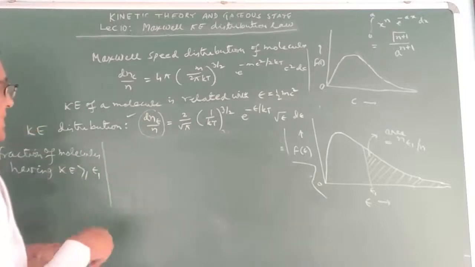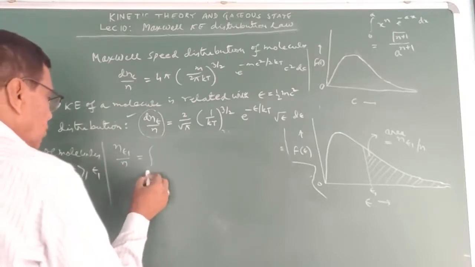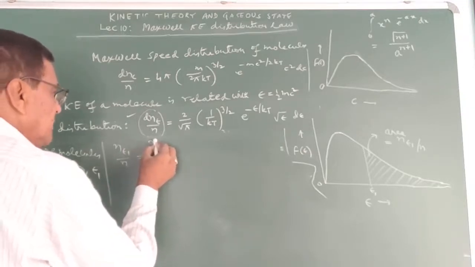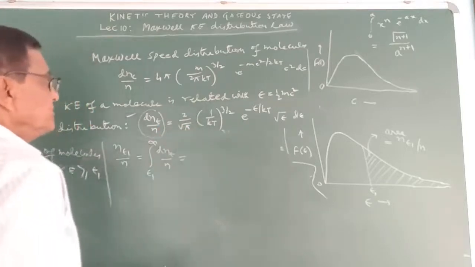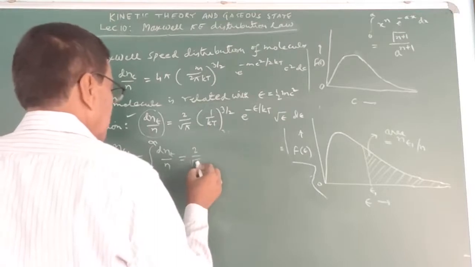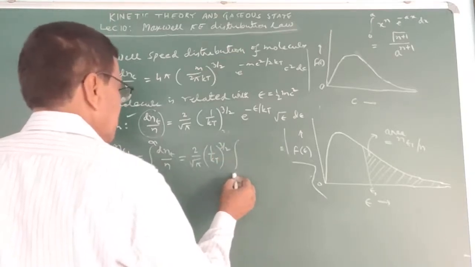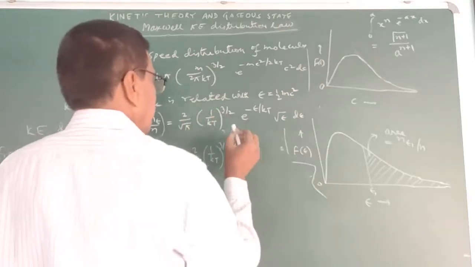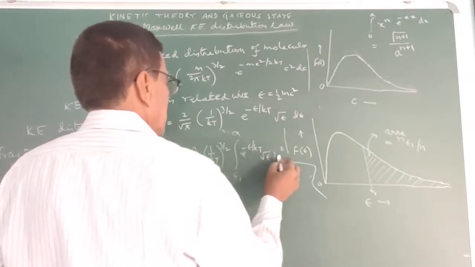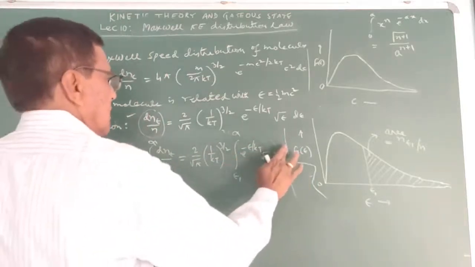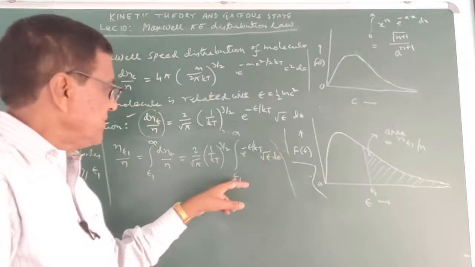So you can formulate here, n(epsilon 1) divided by n equals the integration, lower limit is epsilon 1, higher limit is infinity, dn(epsilon) by n, and this is equal to 2 by root over pi, and here 1 by kT to the power 3 by 2, and here the integration from epsilon 1 to infinity, e to the power minus epsilon by kT, and root over epsilon d epsilon. Let us solve. This integration you cannot solve by use of the gamma function, as here the limit is not 0 but epsilon 1.